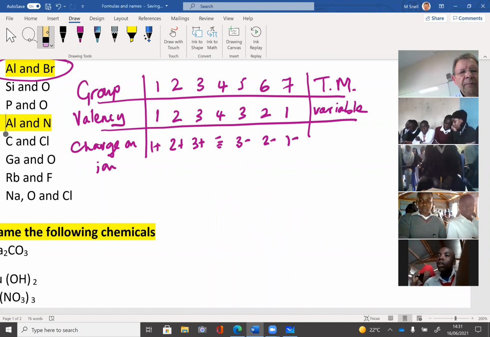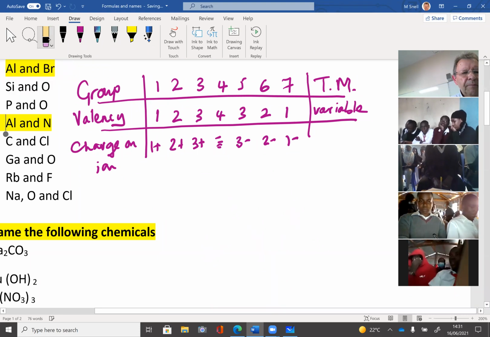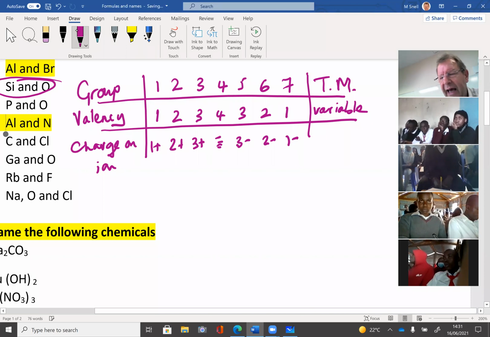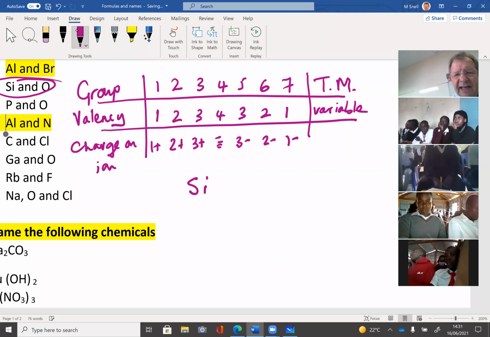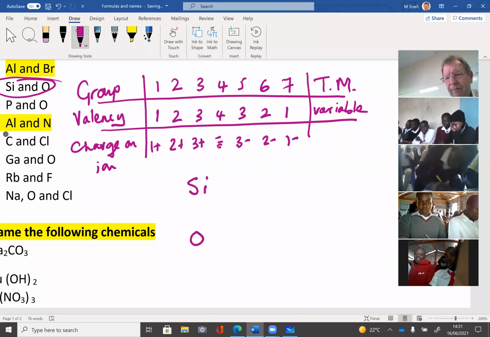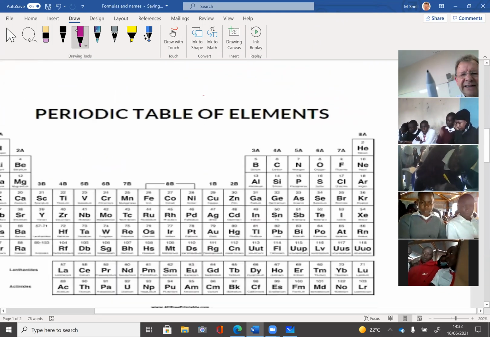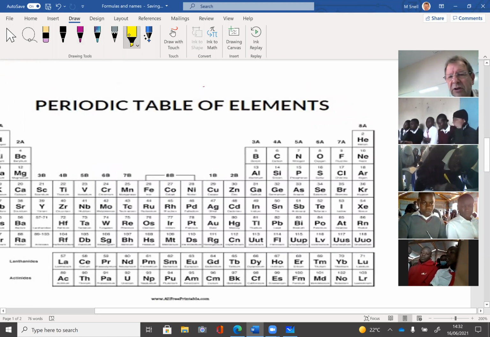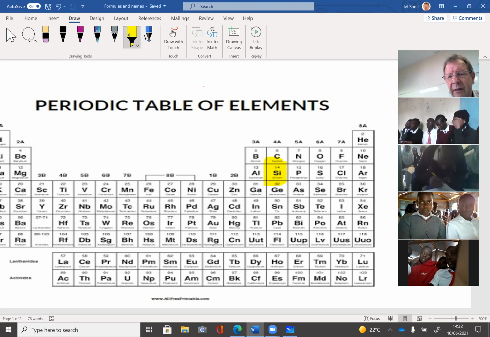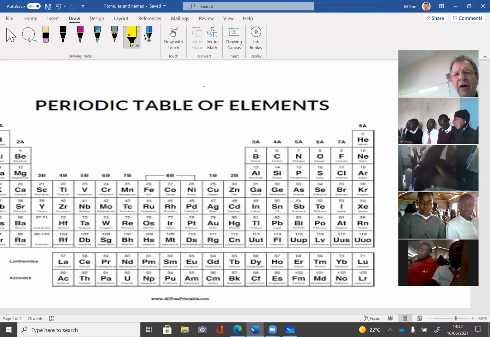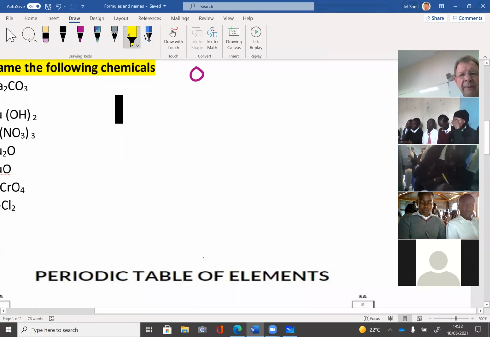The second one, let me just get rid of this. Okay. The second one here is silicon and oxygen. So I look at the periodic table and I find silicon and oxygen. Silicon and oxygen are both non-metals. There's silicon. Silicon is in group 4. There's oxygen. It's in group 6. Okay, 4 and 6.